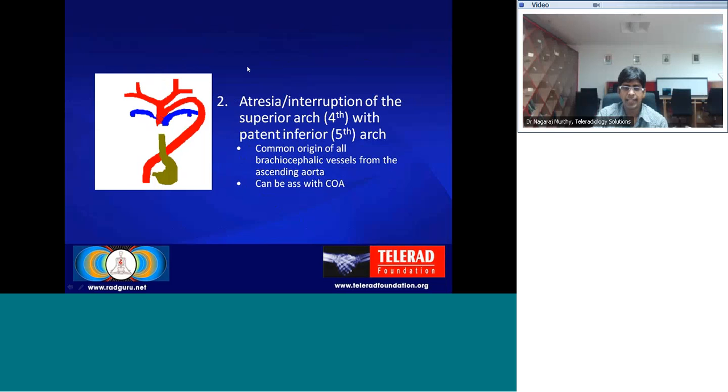This is the type 2. This is interruption of the fourth arch, not continuing as descending thoracic aorta. The fifth is continuing as descending thoracic aorta. In this, there is a common origin of all the brachiocephalic vessels from the ascending aorta, and it can be associated with coarctation of the aorta.